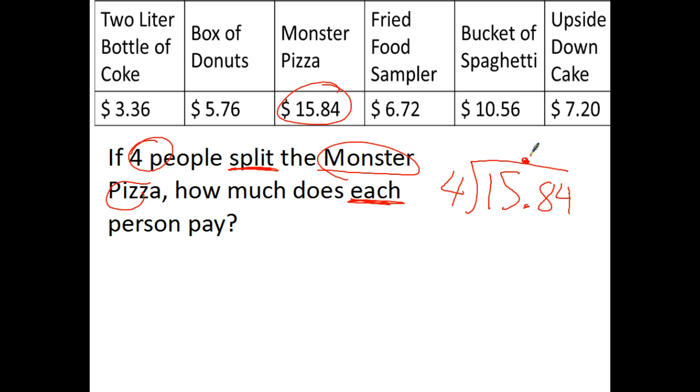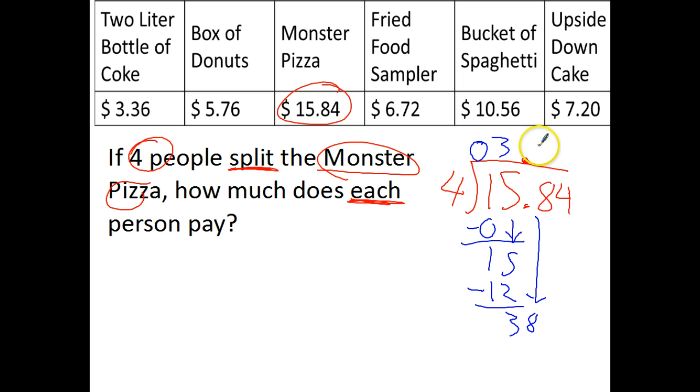How many 4s in 1, which would be 0. 0 times 4 is 0. Subtract, I got a 1. Bring down my 5. How many 4s in 15? 3 of them. 3 times 4 is 12. And I subtract, I got 3. Bring down my 8. How many 4s in 38? 9 of them. 9 times 4 is 36. I subtract, I get 2. Bring down that 4. How many 4s in 24? 6 of them. Comes out even. So everybody who got part of the monster pizza, all 4 people, would be paying $3.96.